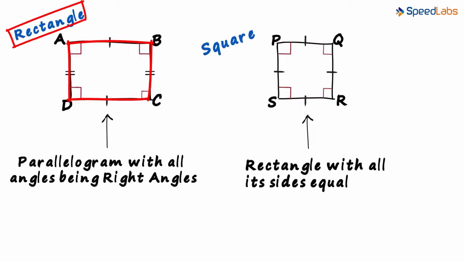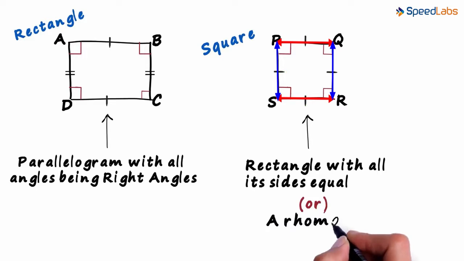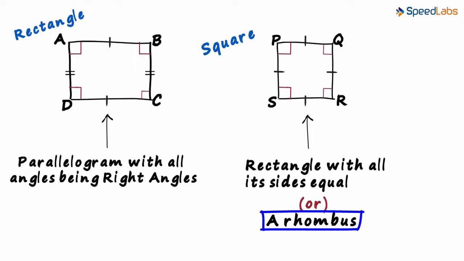The rectangle is the special case of the parallelogram, and this square is a special case of a rectangle. But wait, in a square, the opposite sides are parallel, so it is a parallelogram. All its sides are also equal, so it's also a rhombus. Again, what is a rhombus? It is a quadrilateral with all its sides equal and opposite sides parallel to each other.